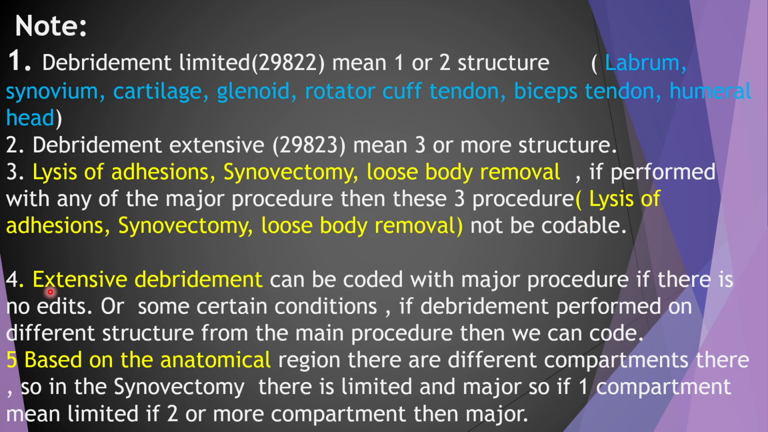Main thing, the fourth one, extensive debridement. Extensive debridement can be coded with the major procedure if there is no edit or under certain conditions. For example, if debridement is performed on a different structure from the main procedure, then we can code it. Based on the anatomical structure or region, there are different compartments. So in the synovectomy, there is limited and major: one compartment means limited, two or more compartments means major.